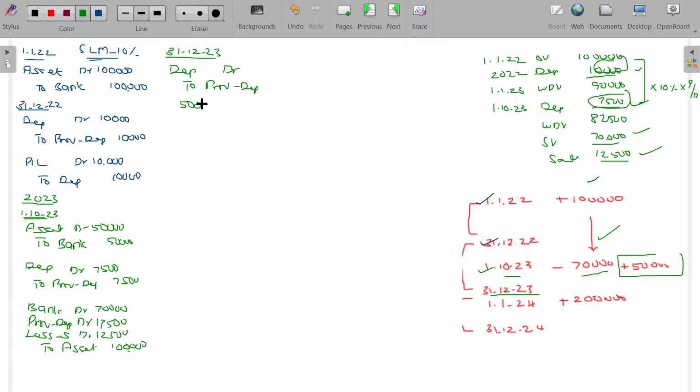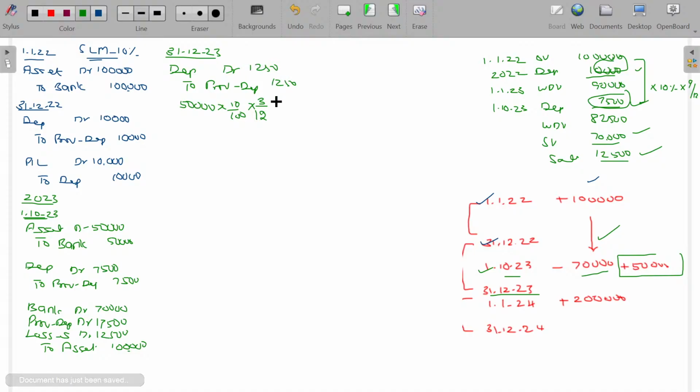Now we have only one new asset, purchased at 50,000, that too purchased on 1st October. From the 1st October to 31st December, we have 3 months. You have to calculate the depreciation for the 3 months at the rate of 10%. Then this value being 1,250.